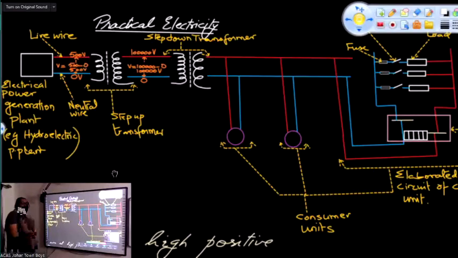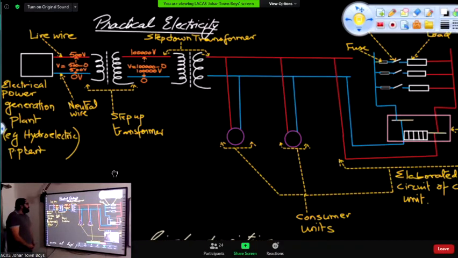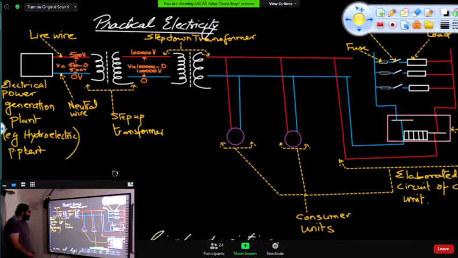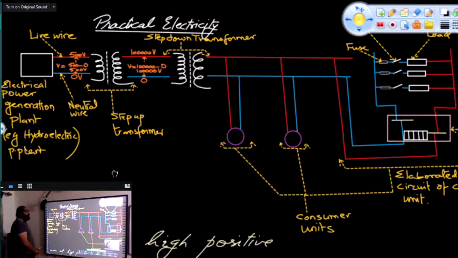The potential difference across the live and neutral wire is 500 minus 0, which means 500 volts. Now, coming towards the next component, that is the step-up transformer. So we have a step-up transformer. The step-up transformer was the last component that we have discussed.